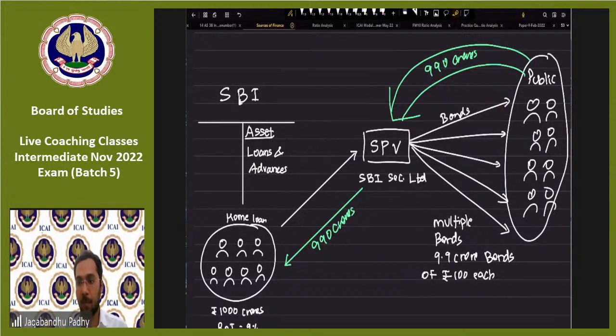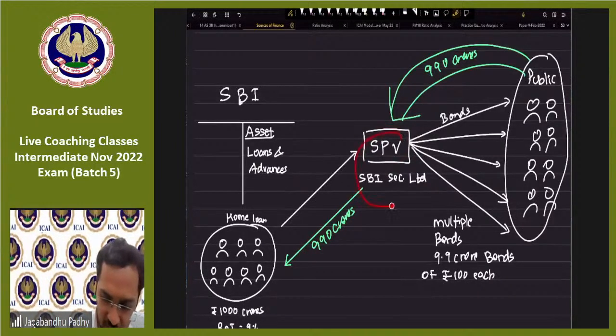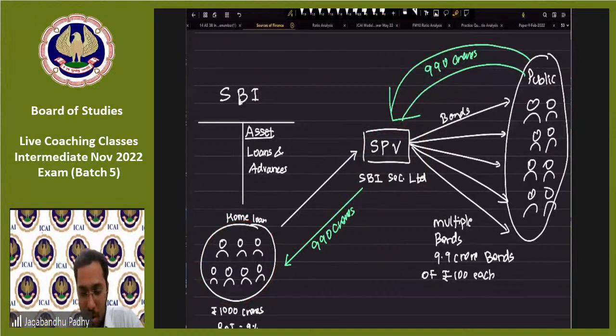Now, this SPV is going to receive how much rate of interest on home loan of SBI? Tell me. How much rate of interest is SPV going to get on home loan of SBI? What is the rate of interest that SPV will earn on this home loan of SBI? Do you think it will be same 9%? Is SBI going to give the same 9% to SPV?